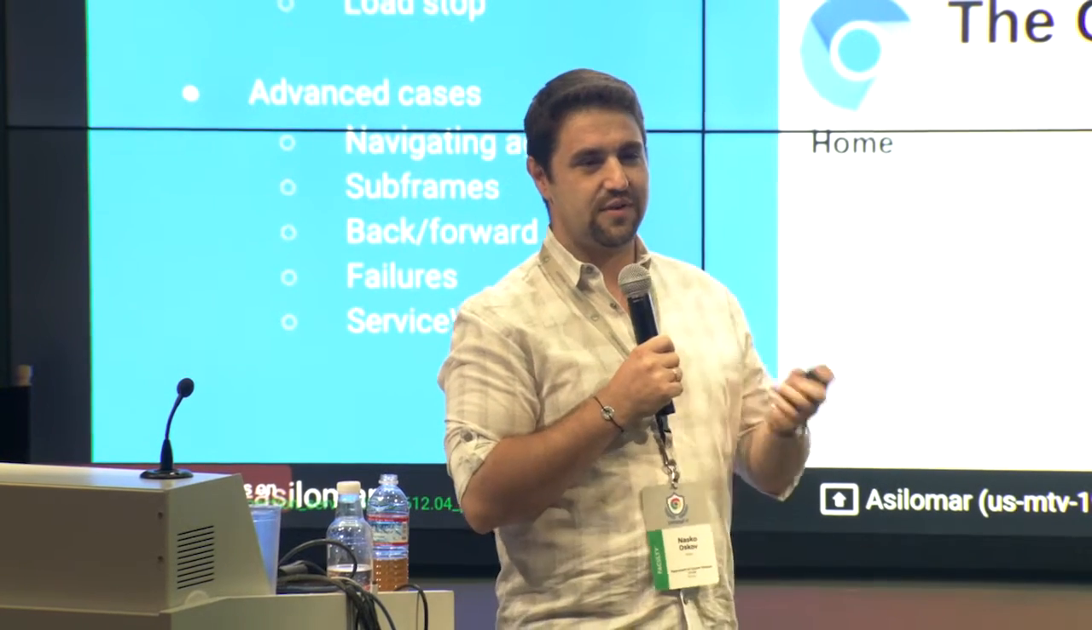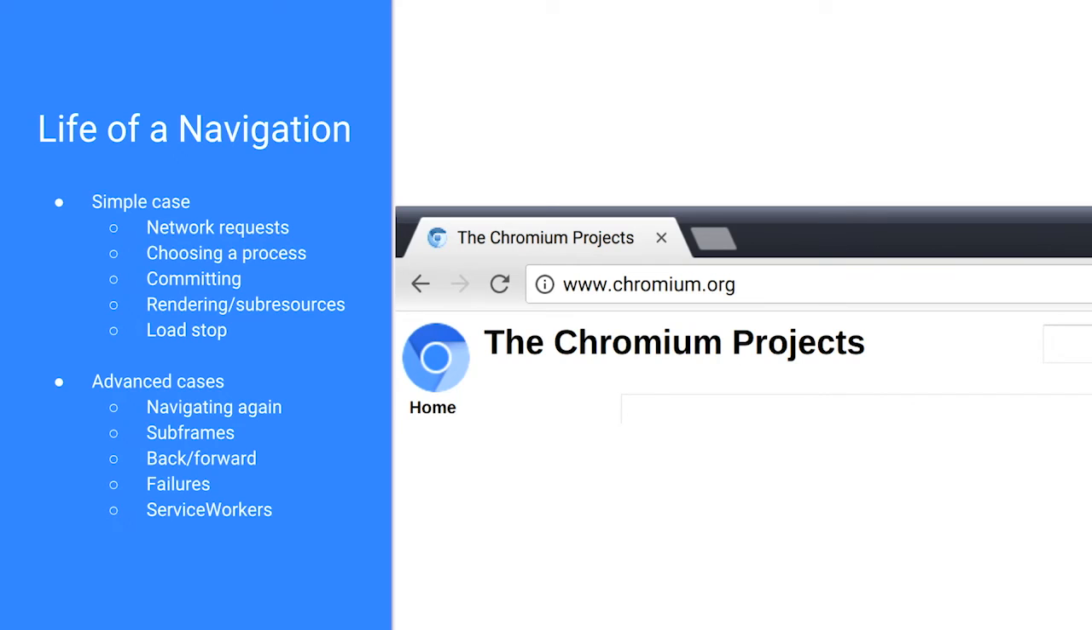So overall, what we are going to cover is the life of navigation, basically a very simple case. As you type in a URL in the Omnibox, what actually happens? How does it work? What causes a network request to be made? How do we choose a process? What is a commit? What is load? There are various terminologies that are very specific to the navigation flow.